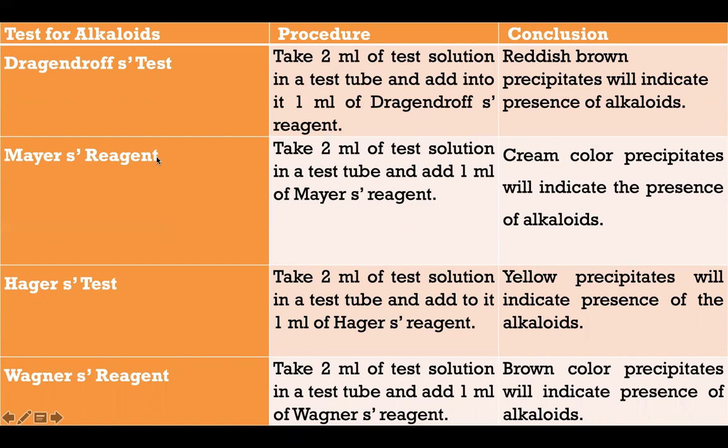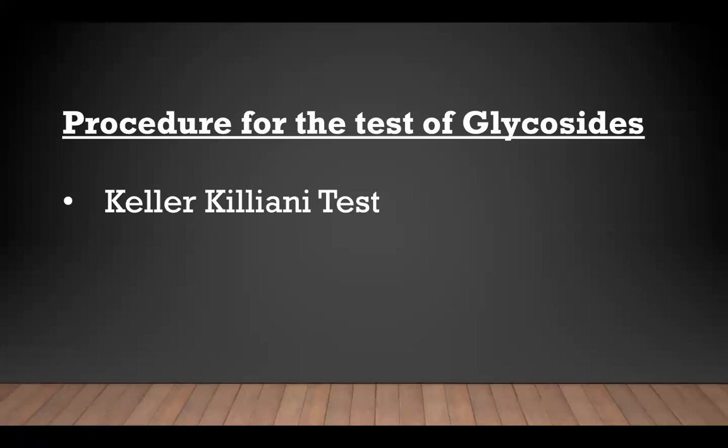For Meyer's test, we will take 2 ml of test solution or plant extract solution in a test tube, and we will add 1 ml of Meyer's reagent into it. If cream color precipitates form, then it indicates the presence of alkaloids. For Hager's test, we will take 2 ml of our test sample in a test tube and add 1 ml of Hager's reagent. If yellow precipitates form, then it indicates the presence of alkaloids. For Wagner's test, we will take 2 ml of test solution in a test tube and add 1 ml of Wagner reagent. If brown precipitates form, it indicates the presence of alkaloids. So this is all about the alkaloids. Next is the procedure for the test of glycosides.